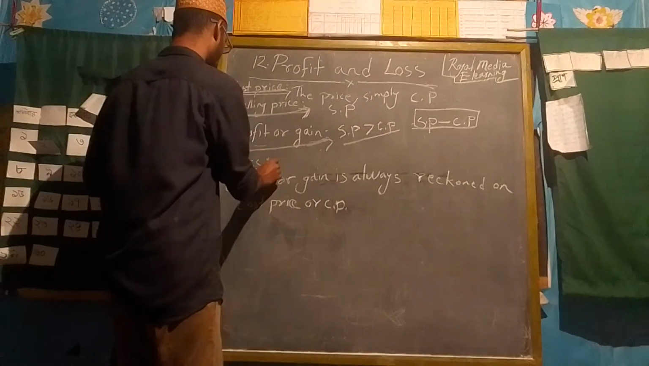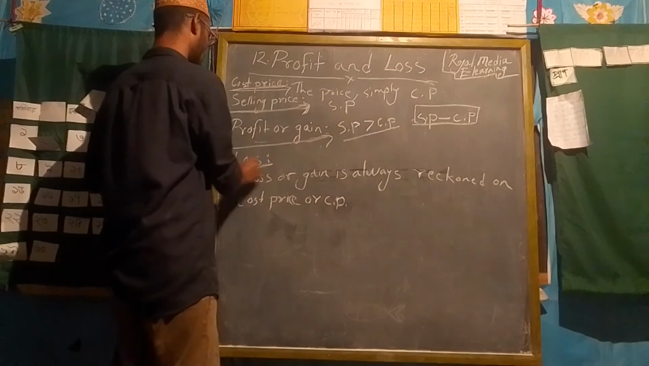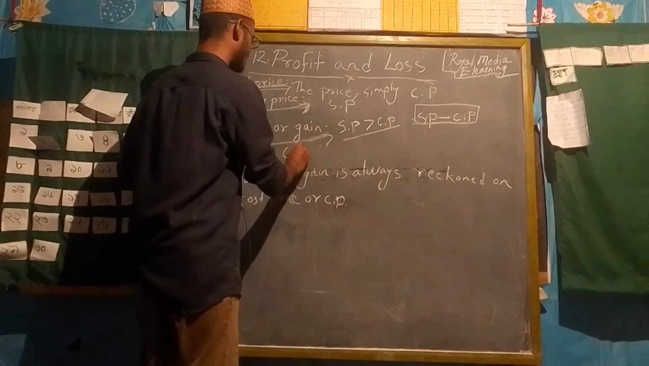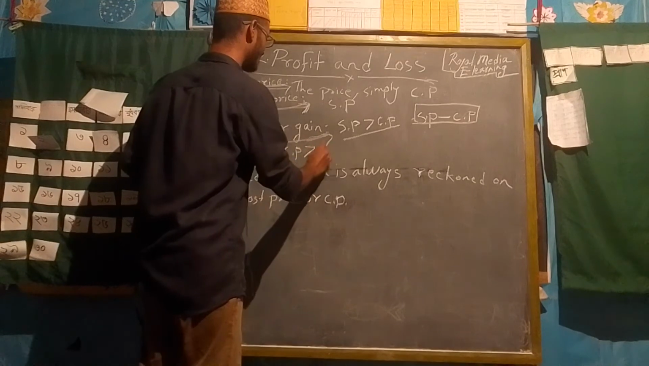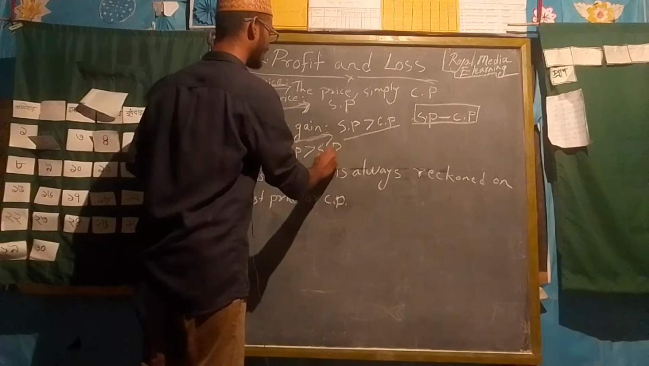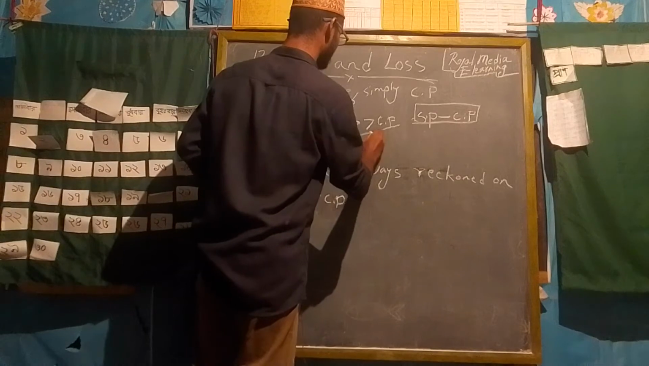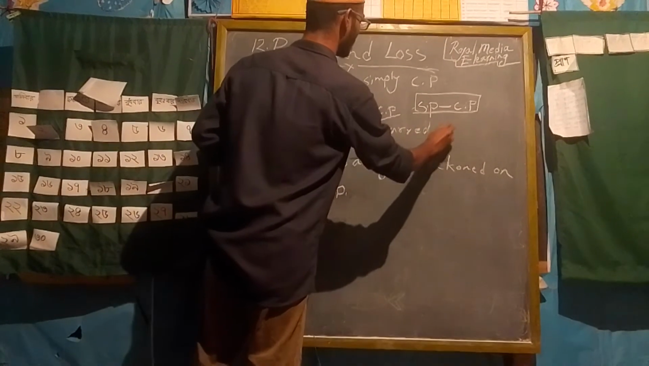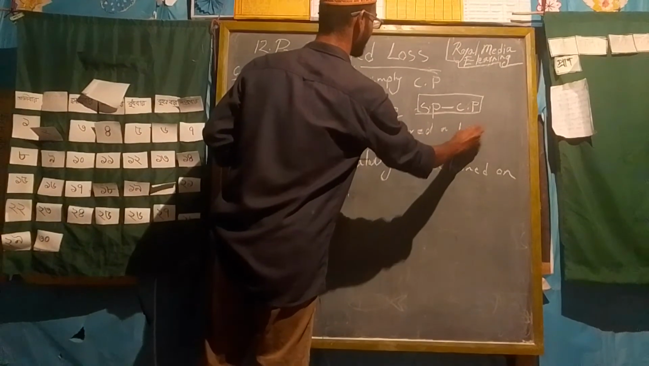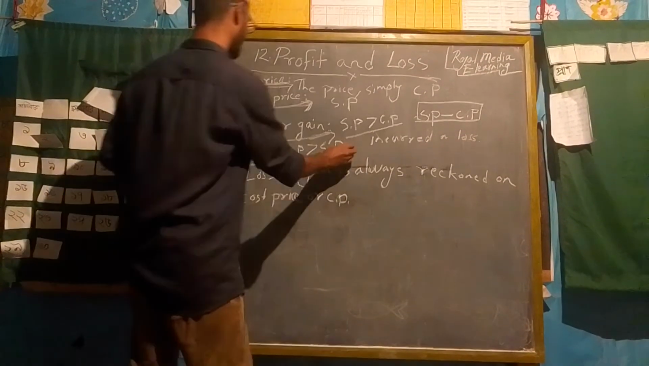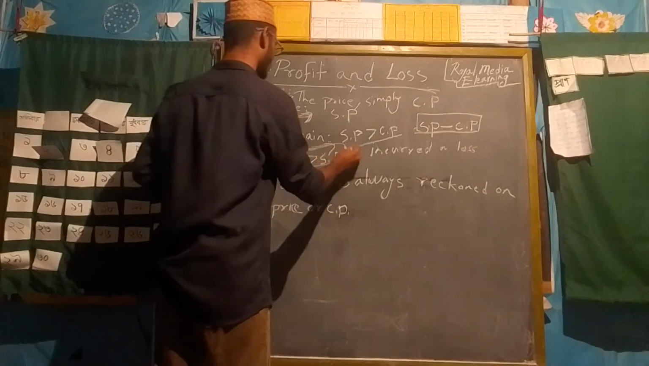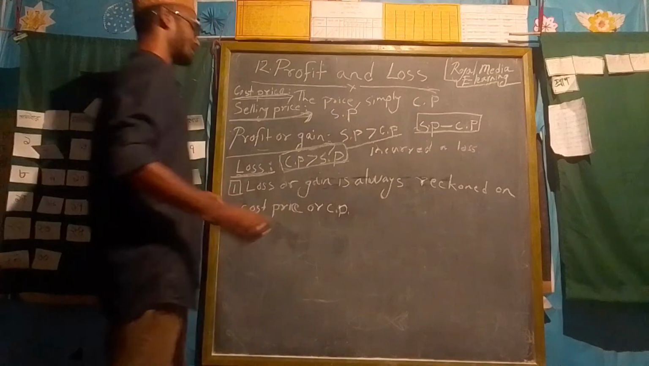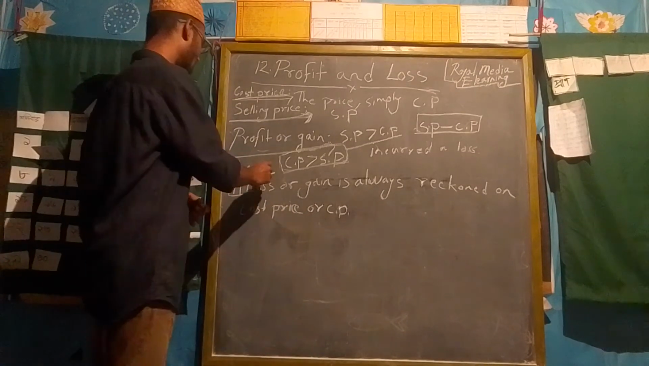And then we come to loss. When the cost price is greater than the selling price, the seller incurs a loss. It is said that the seller incurs a loss when the cost price is greater than the selling price.